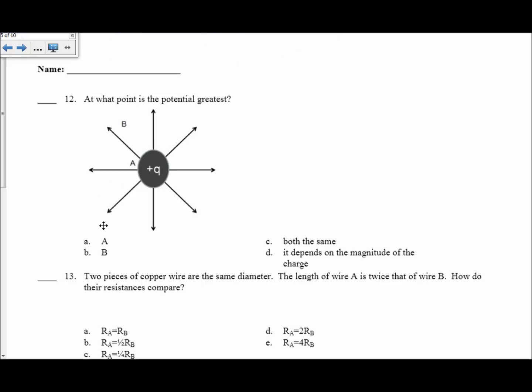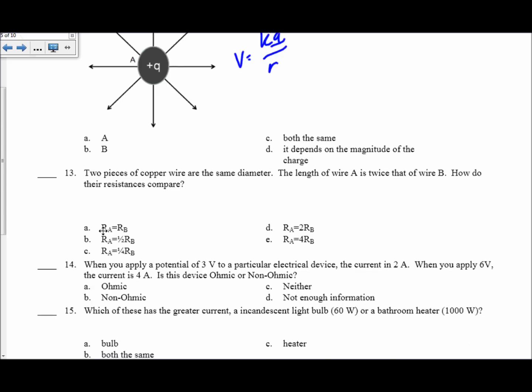At what point is the potential greater? V is kq over r. So wherever r is smallest, the potential is greatest. That's A.